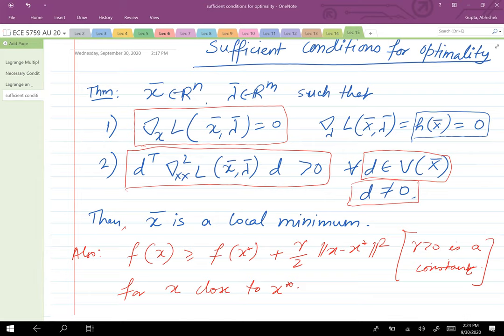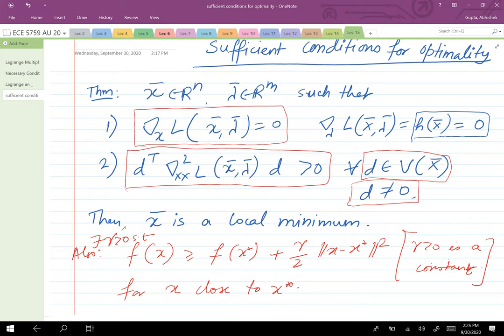Any question on the necessary conditions for optimality or sufficient conditions for optimality? Professor, is there an upper bound on the constant gamma? Oh, this gamma is related to the eigenvalues of the second derivative of the Lagrangian. There exists gamma greater than zero such that f of x is greater than f of x star plus gamma over 2 times x minus x star squared. But the upper bound on gamma would depend on the eigenvalues of the second derivative of the Lagrangian and the first order feasible directions at x bar.